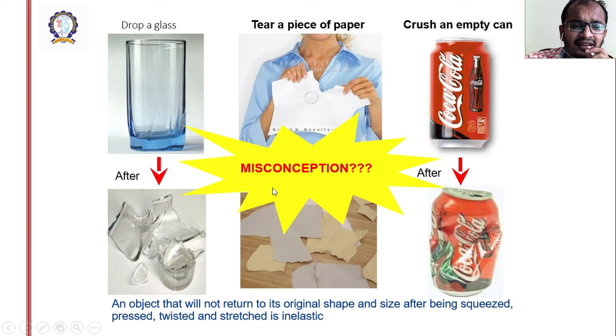Now certain misconception that we people are observing in our routine life, that an object that will not retain its original shape and size after being squeezed, pressed or twisted and stirred is inelastic, બરાબર ને. હવે આપણે જે પ્રીવિયસ સ્લાઇડ જોઈ એમાં આપણે એવું કીધું કે ભાઈ જે ઓરિજિનલ શેપ લઈ લેતા હોય એને આપણે ઇલાસ્ટિક કહીએ, બરાબર. પણ લેટ અસ કન્સિડર ધી એક્ઝામ્પલ, બરાબર.